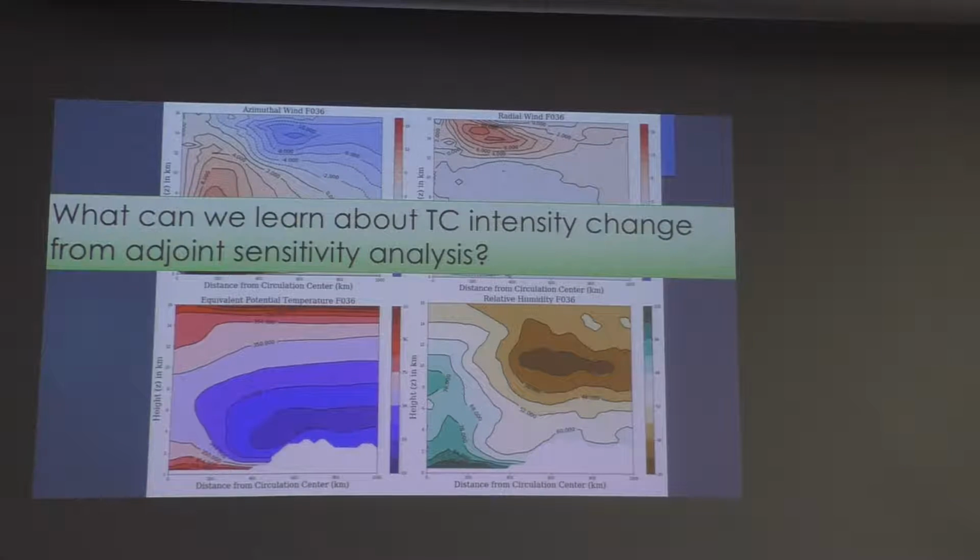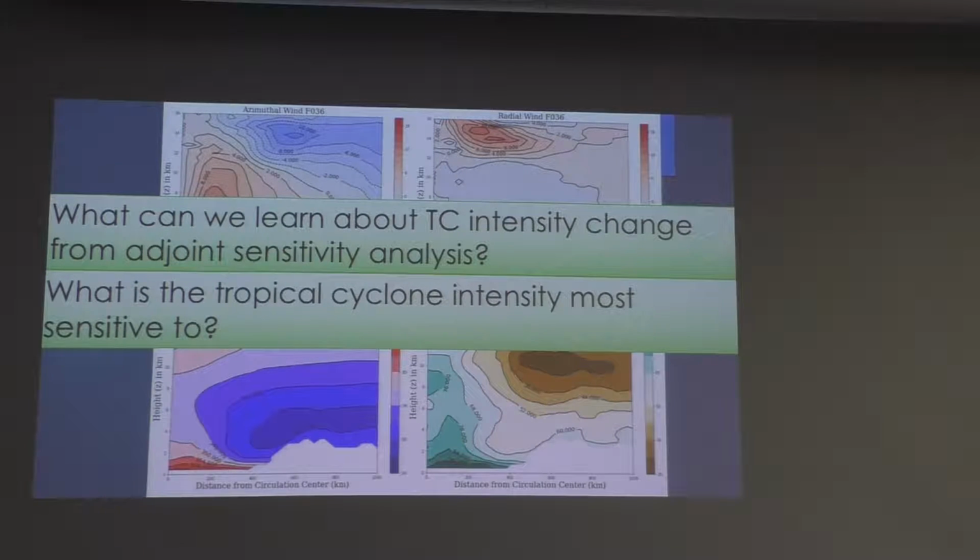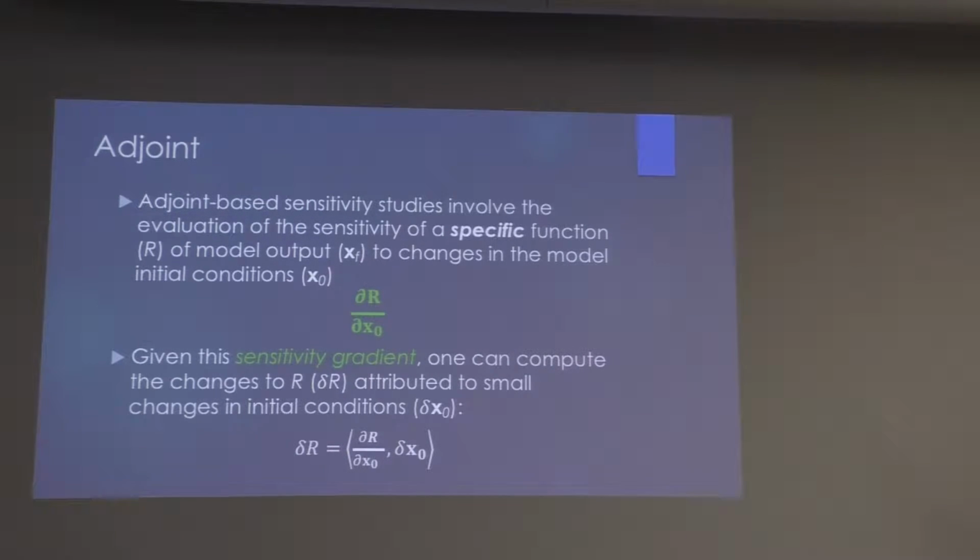But this leads to the question of how can we make this tropical cyclone more intense? And the context we're using is adjoint. So what can we learn about TC intensity change from adjoint sensitivity analysis, and what is a tropical cyclone most sensitive to? So what is an adjoint?